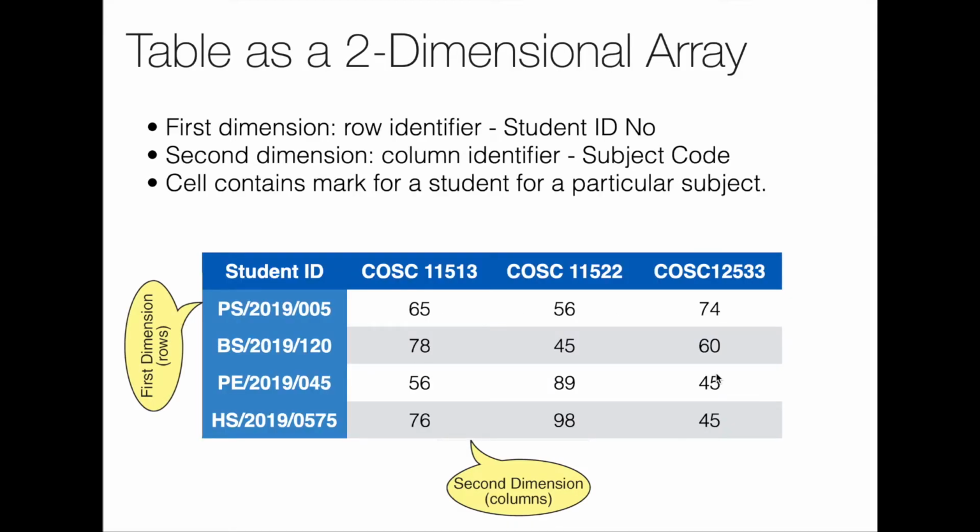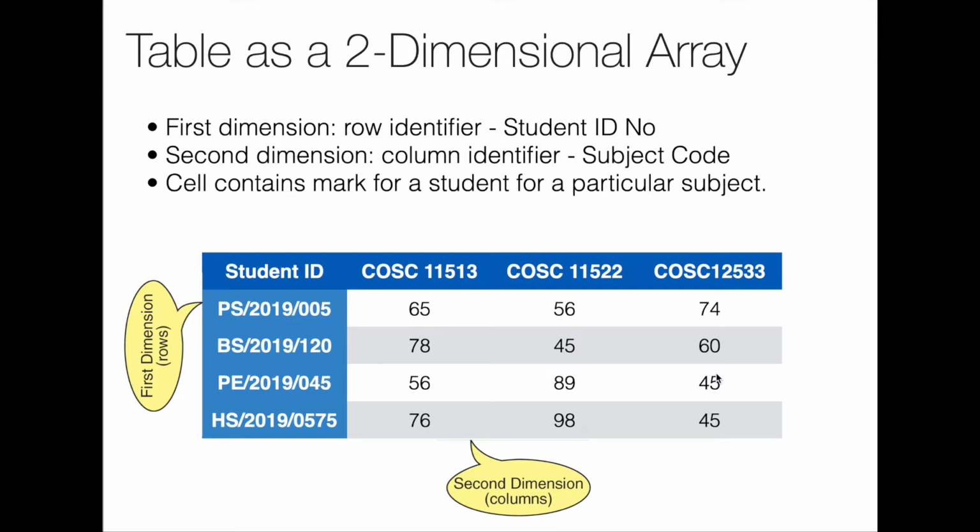Here is an example of a table which can be represented as a two-dimensional array in C. The first dimension represents the student ID, right? The second dimension represents the marks for different subjects. To store this kind of data, especially if you want to store the subject marks for each of the three subjects that I have listed here, you can use two-dimensional arrays.